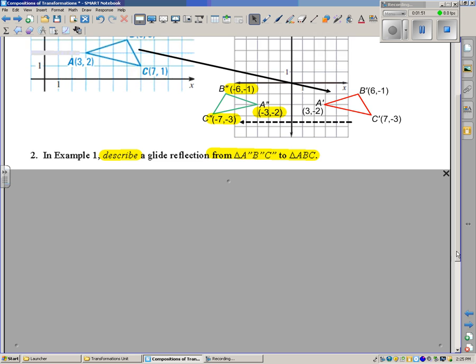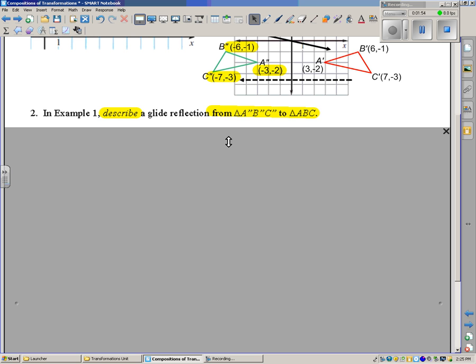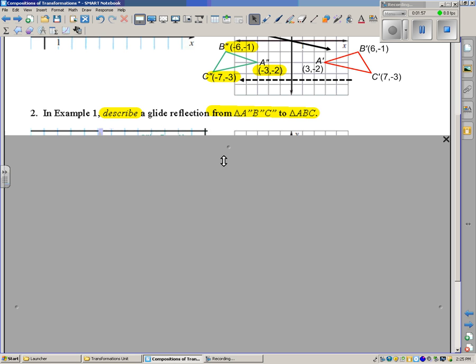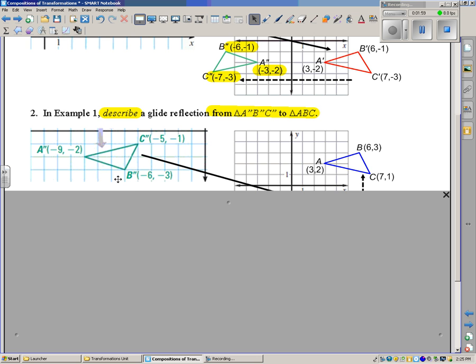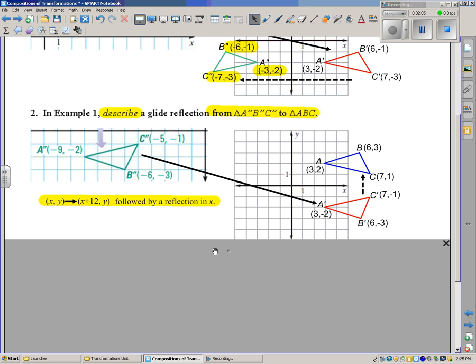What would happen, or how would we describe, a glide reflection from ABC double prime to ABC? Well, here's ABC double prime in quadrant 3, and we basically do the opposite of what we did in our first example. We slide our triangle 12 units to the right. In other words, we add 12 to each of our x-coordinates and end up here at ABC prime in red. And then we reflect about the x-axis and end up here in the first quadrant with our original triangle ABC and original coordinates.